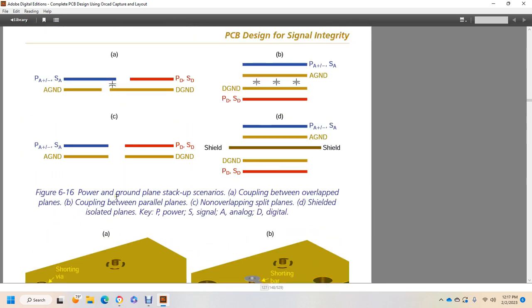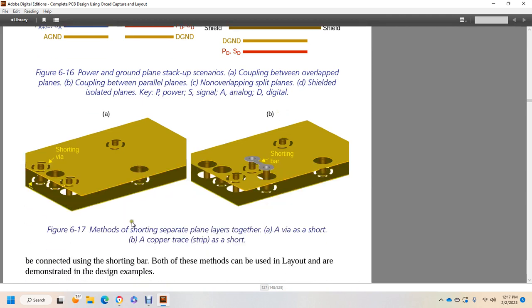Alright, so 6.16A, power and ground stackups and arrows. A is coupling between overlapped planes. B is coupling between parallel planes. C is a non-overlapping split plane. D is a shield isolated plane. Key: P for power, S for signal, A for analog, D for digital. Figure 6.17 shows methods of shorting separate plane layers. A is a via short. B is a copper trace strip with a short bar.